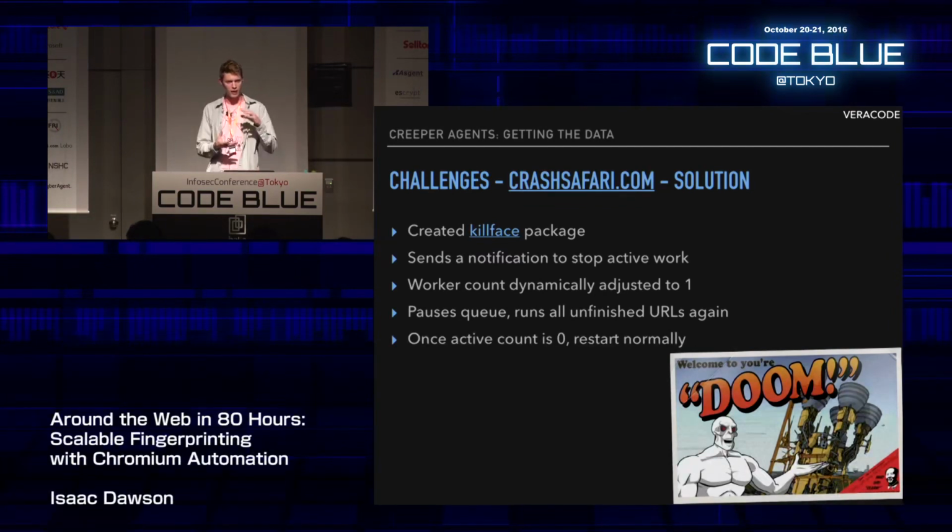So then I had this dynamic worker pool where I would reduce the count to 1. I'd say, okay, we're only going to do one URL at a time. I would pause the message queue, so I would stop receiving messages so I wouldn't interrupt that. I'd rerun all those active URLs again so I could determine exactly which one was causing the problem and not have any of my other tabs crash. Once that was finished, I would kill Chrome, restart it, and then continue working.